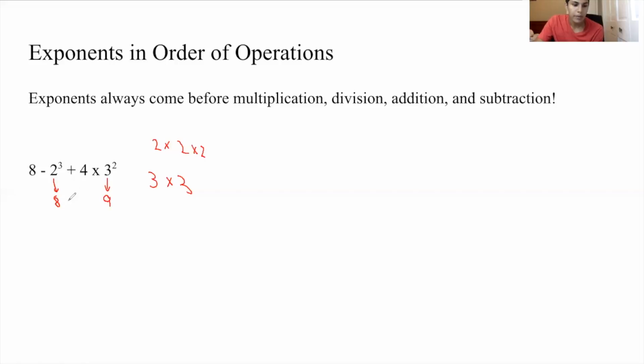All right, so now if we bring down the rest of our expression, we have 8 plus 4 times 9, and then 8 minus 8 over here. So now using our basic operations, we do 4 times 9 first because it's multiplication. That's 36. Bring down the rest, 8 minus 8 plus 36. Then 8 minus 8 is 0. So 0 plus 36, and 0 plus 36 is just 36. All right, let's look at one more example.